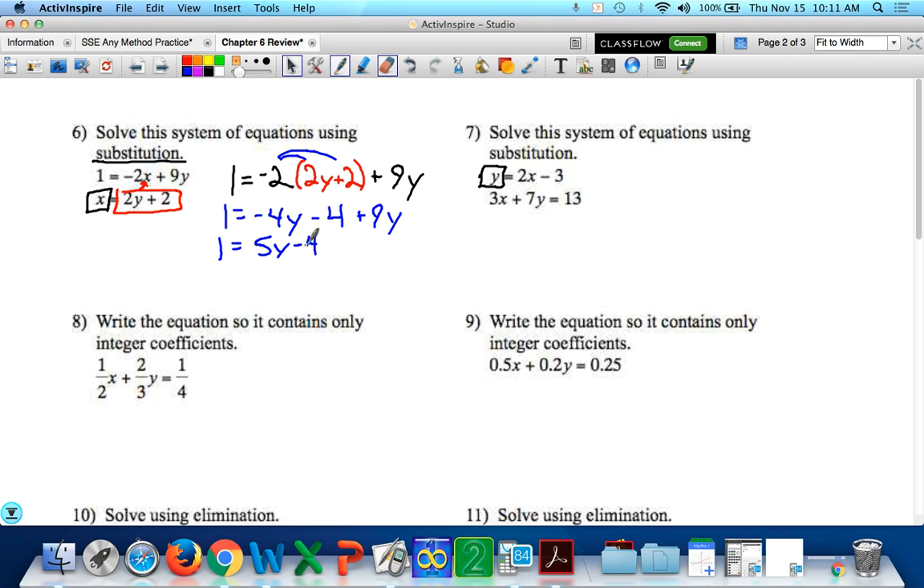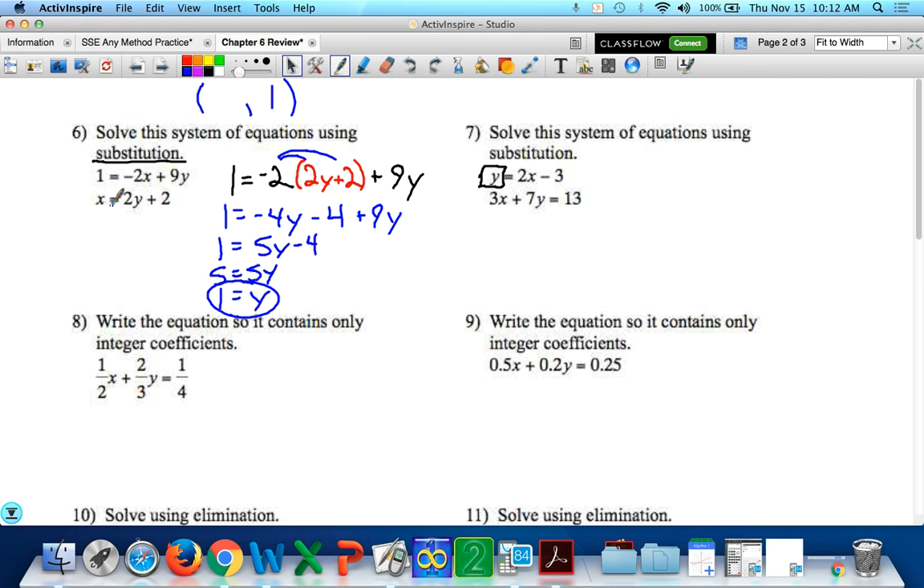When I add 4 to both sides, I get 5 equals 5y, which means that y equals 1, because I would divide by 5, divide by 5. That is half my answer. Okay, so if I'm going up here and I'm writing my answer, that's my y value. Now I have to take this and plug it back in. I'm going to plug it into this bottom equation here. I'm going to do that because I want to find X now.